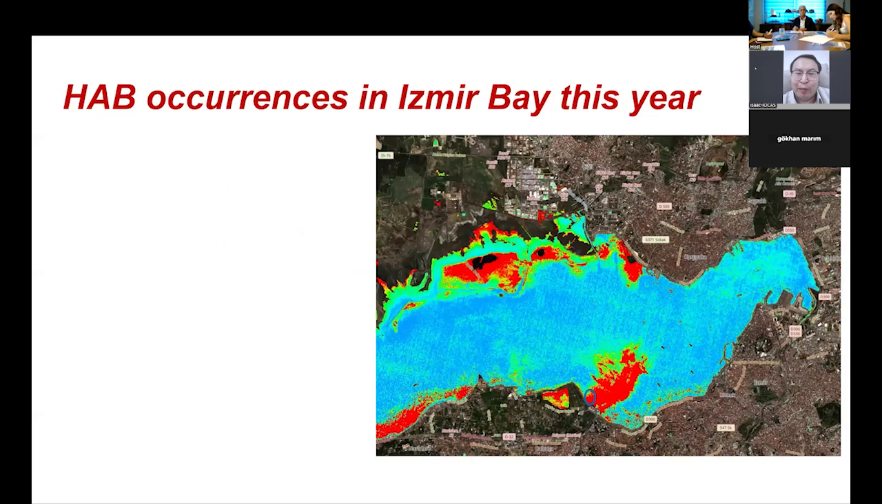We are talking about the HAB occurrences in İzmir Bay this year. This is the remote sensing picture of the chlorophyll in March 19th, which is 3 months before.